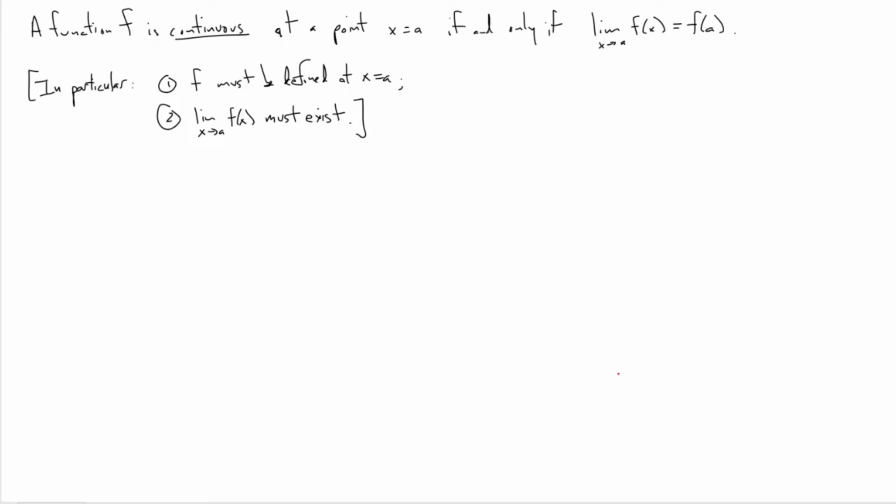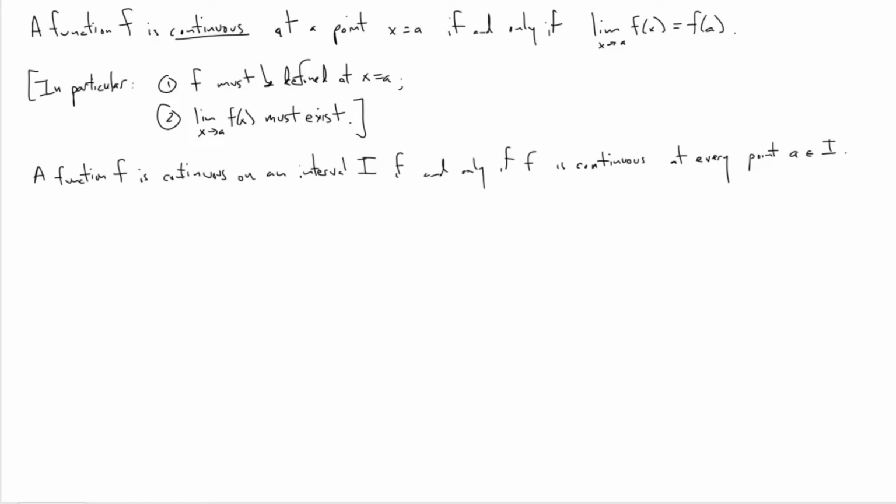Returning to our definition of continuity at a point, we can extend this some and say that a function f is continuous on some interval if and only if it's continuous at every point in that interval. This little notation right here, in particular this symbol right here, is a Greek epsilon that says a, an element of the interval I. So any point a in the interval I. So if it's continuous at all the points in the interval, then we say it's continuous on that interval.